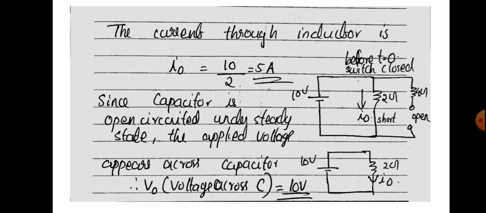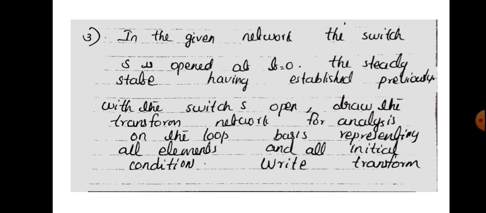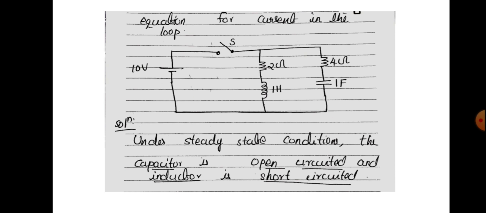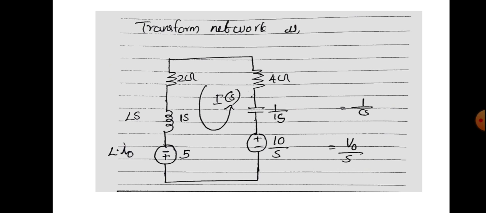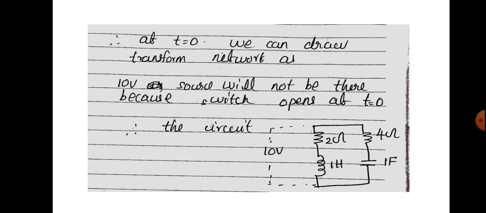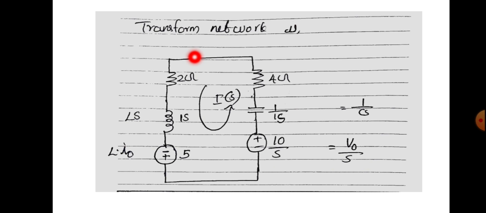And in the question you are asked to find the transform equation for the current in the loop. This is the loop and you have to find the transform equation for the current in this loop. So, you can first draw the transformed impedance circuit. This is 2 ohm. You know that the transformed impedance for a resistance is the resistance itself. So, instead of 2 ohm, you can write 2. This is the transformed impedance value for the resistance.